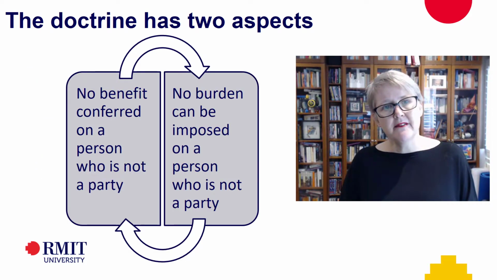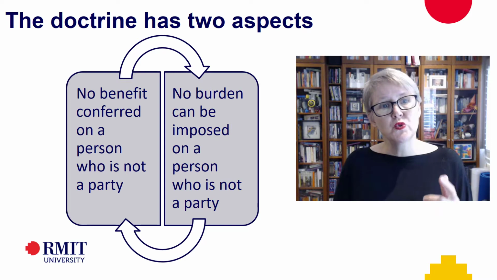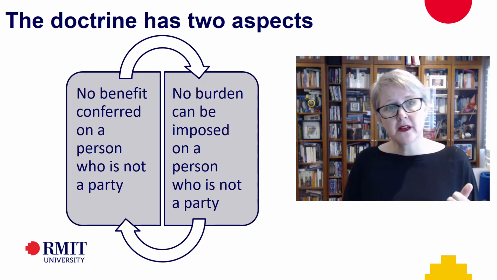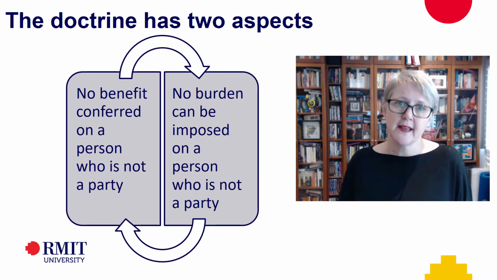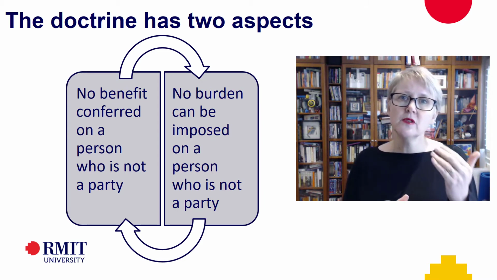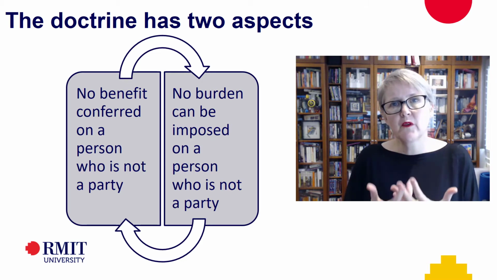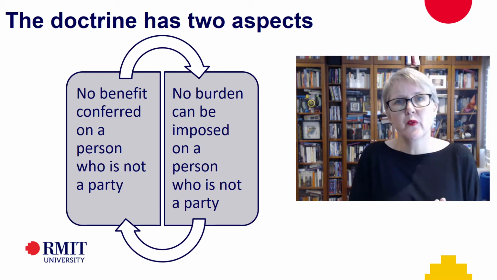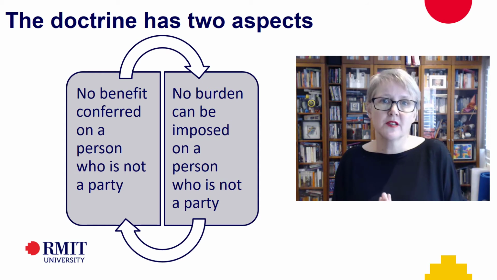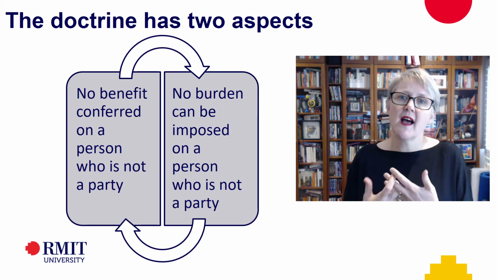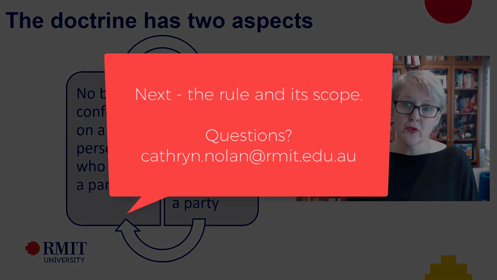So what does this mean in relation to our thinking here? It's important to remember that the doctrine of privity has two aspects. No benefit can be conferred on a person who is not a party, and no burden can be imposed on a person who is not a party. So understanding whether we're dealing with a unilateral, a bilateral or a multilateral contract is really important to working out who might actually wish and expect to receive a benefit and who might be obliged to provide that benefit or to have obligations imposed on them. So in the next video, I'm going to move on to talking about the rule and its scope.